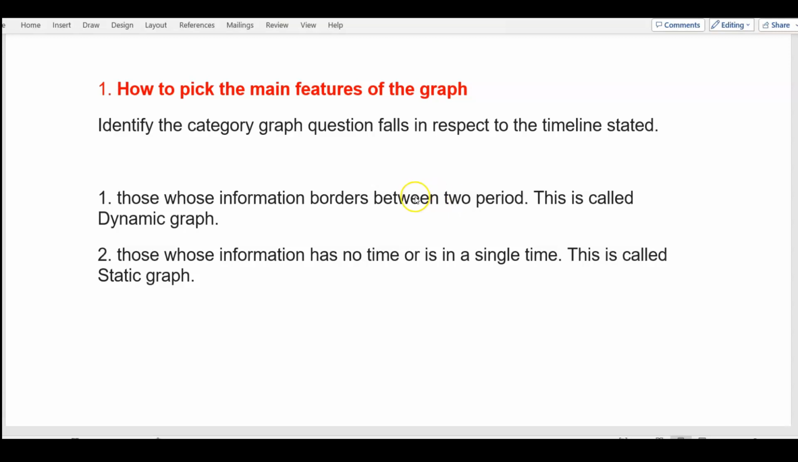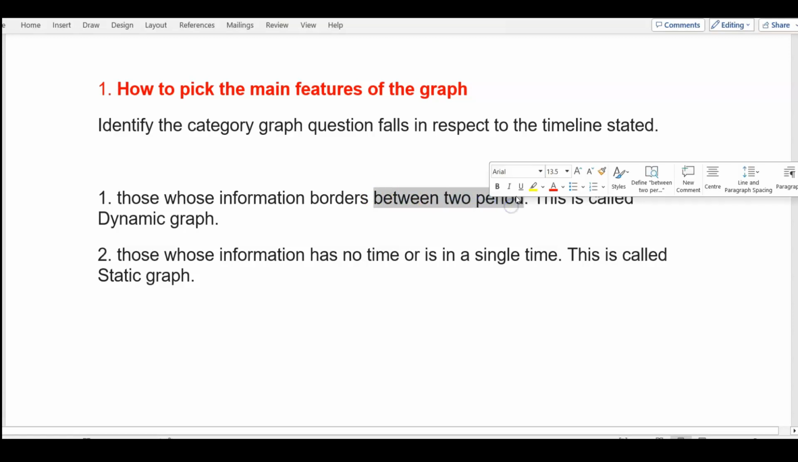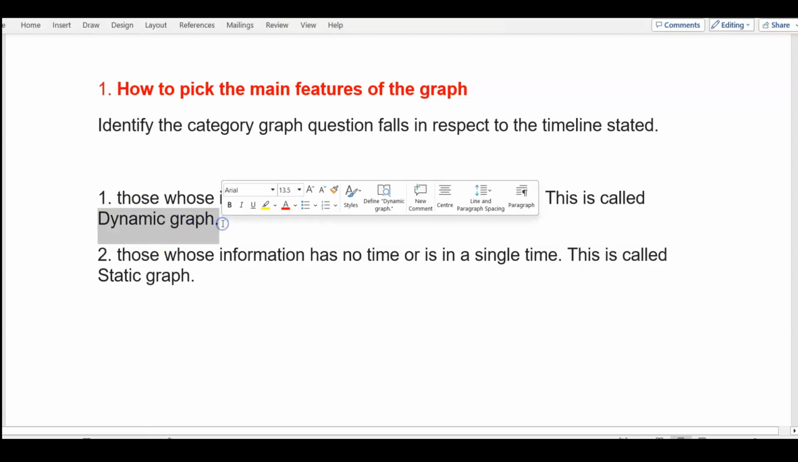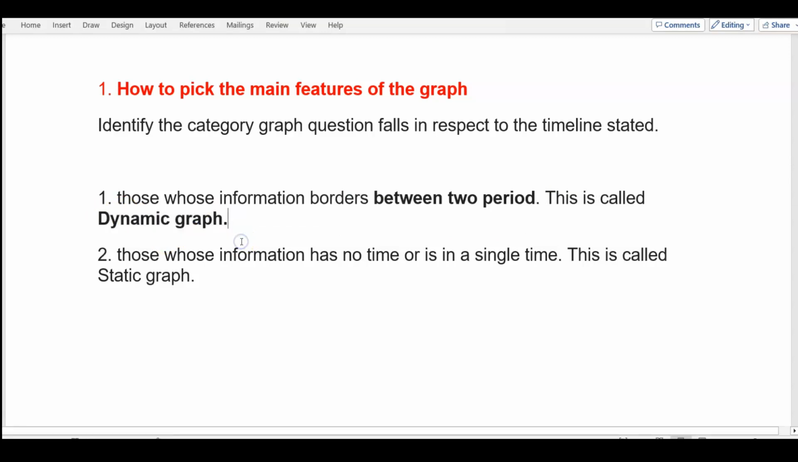Okay, so if you get a question whose timeline is bordered between two time periods, then you are dealing with what we call a dynamic graph. It can be from one particular minute to another minute. It can be from a particular day, maybe from Monday to Friday, or even Monday to Tuesday. It can be from the morning to evening. So it's always bordered between two time periods. That's what we call a dynamic graph. You have to know this and be able to identify them.